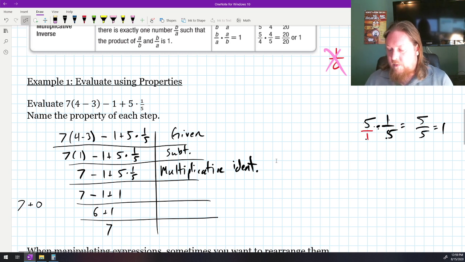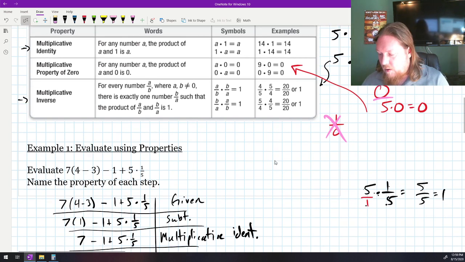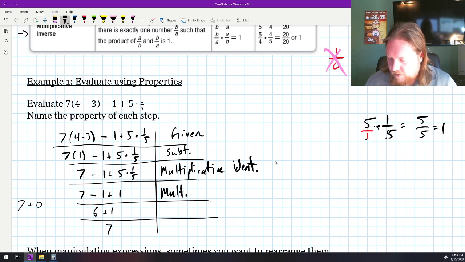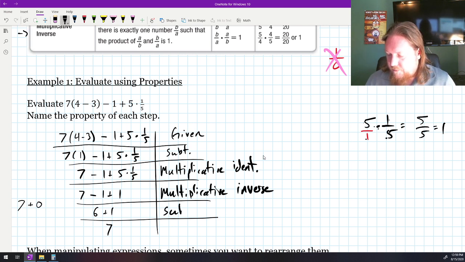Next up, we went from the 5 times 1/5 to 1. So that's something special that's going on there. That's the multiplicative inverse. I multiplied two things and it became 1. Multiplicative inverse. And then I had 7 minus 1. That was subtraction. And 6 plus 1, that's addition.